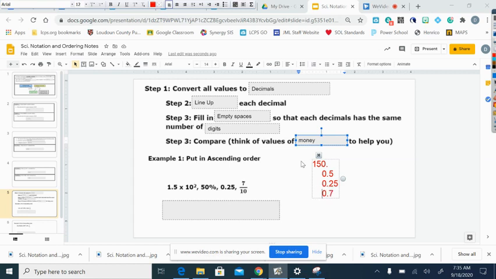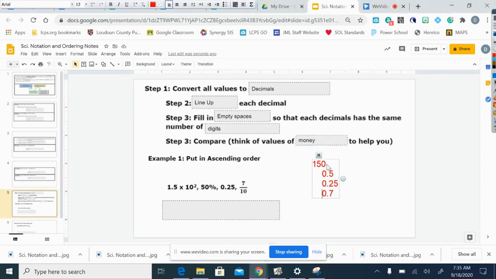So now that I have all of my decimals lined up, what I want to do is fill in these empty spaces behind them so that they each have the same number of digits. As an example, if I go all the way up to this 150, I need to add a 0 here and a 0 there so it matches the rest of everyone else. Add a 0 behind there and I'll add a 0 behind my 7. So now I can see that I have the same number of digits back here, and I can line these up. To put in ascending order, that means you're starting at the bottom and then you're going up. So you're starting with the smallest and you're going to the biggest.